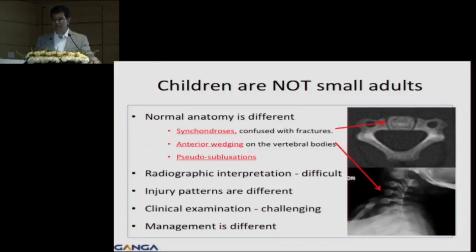The normal anatomy itself is different. The normal synchondroses, which are the growth plates that exist between the ossification centers, can be confused with fractures. Normally children have a normal anterior wedging of the vertebral body, which should not be confused with compression fractures, and pseudo-subluxations exist. So radiological interpretation can be difficult, and clinical examination can be challenging.